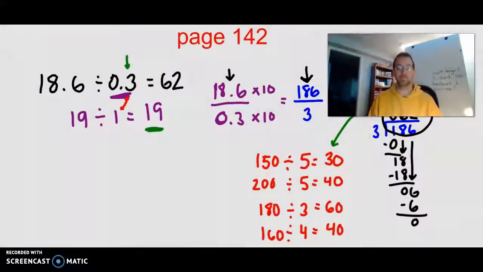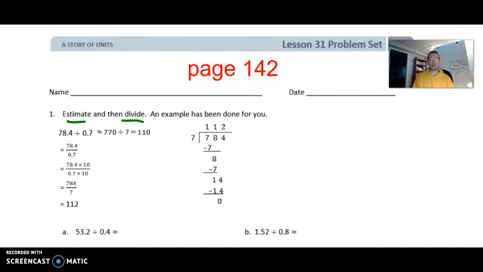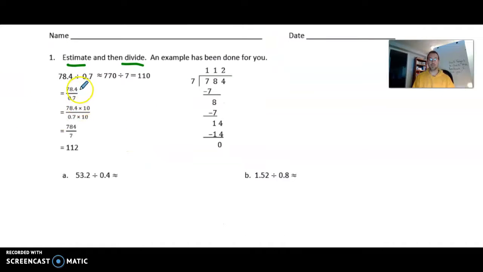Okay? All right. So with that said, let's go into our workbook page, page 142. We're going to estimate and then divide. And they gave us the first one, another resource if you needed to. Notice what they did. They set it up, step 1, into a fraction. Step 2, they went ahead and found an equivalent fraction, which ends up being here. Then they estimated. They rounded 784 to 770 and 7 to 7.